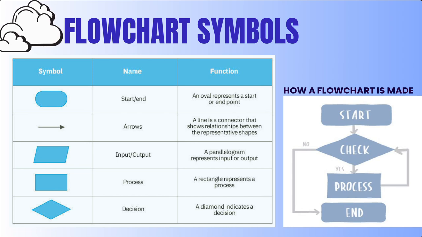And finally we come to decision making. What choice do we have, what kind of decisions we need to take, the diamond helps to decide. If it is true, one process is executed. If it is false, another process is executed. So that is also depicted with the help of arrows.